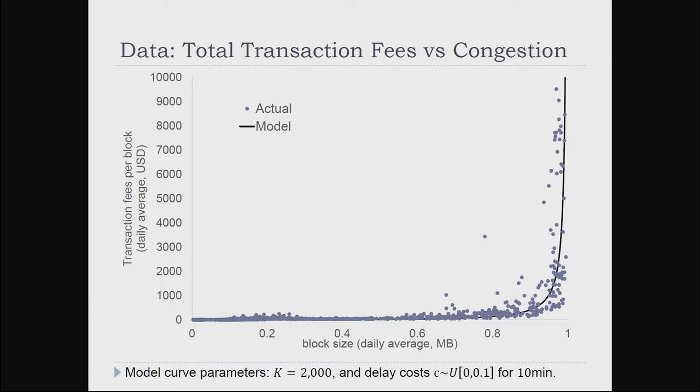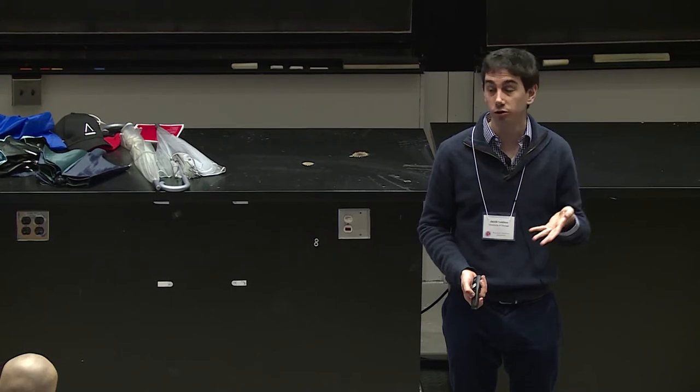If the average size of the block during the day was 0.5 megabyte, we say that the system was using 50% of its capacity. If the average size of a block during the day was 0.9 megabytes, we say the system is using 90% of its capacity. So that determines the horizontal coordinate for each one of those blue dots. Each blue dot is going to be a day. The vertical axis is how much transaction fees per block were paid during that day, when we convert the Bitcoin denominated fee to the equivalent US dollars of that day.